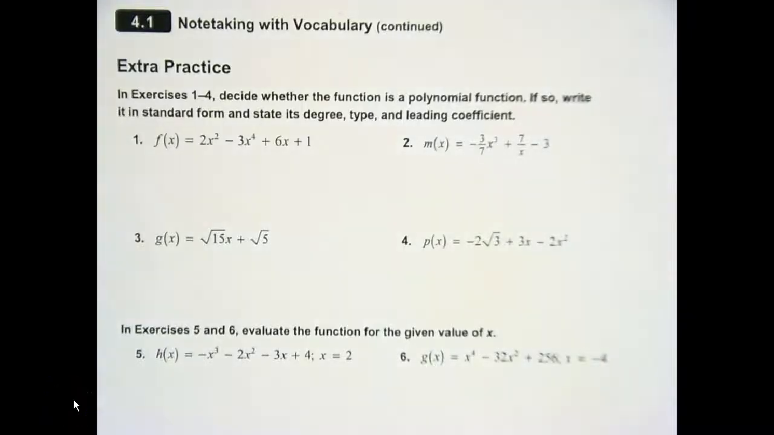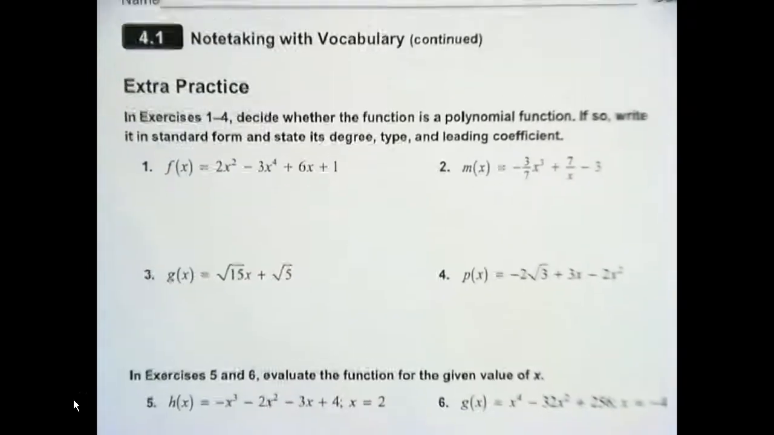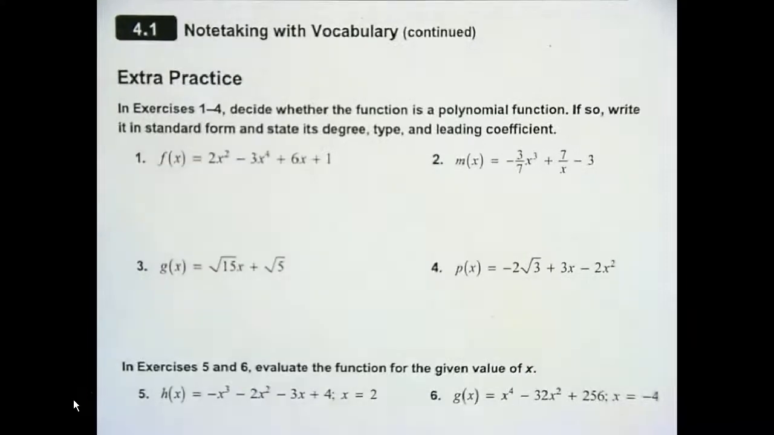We're going to jump right into 4.1 on page 79. This chapter is all about polynomials. Okay? Well, let's see how much you actually know. I want you to start on 1 through 4 on page 79. Work with your groupies. Do the best you can.